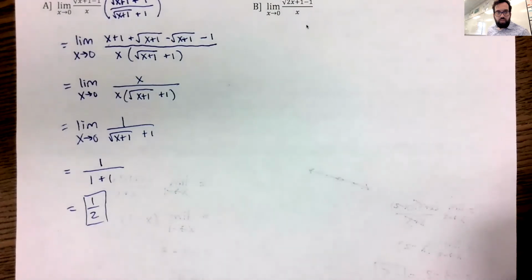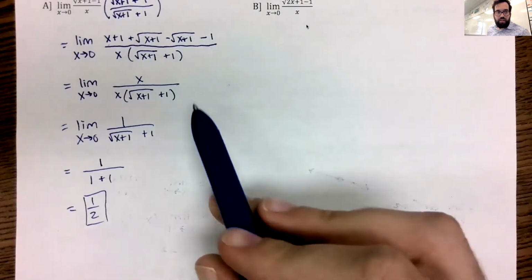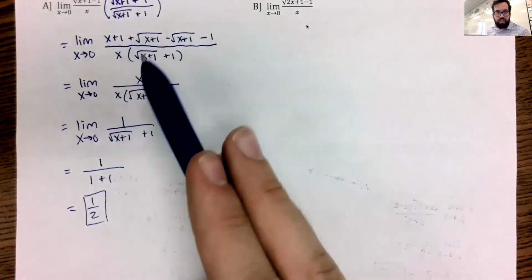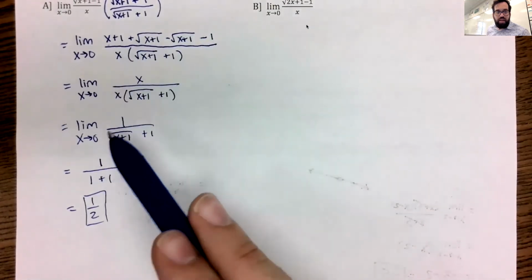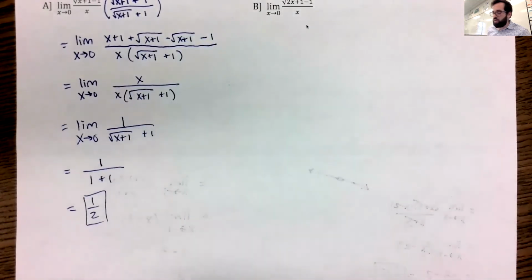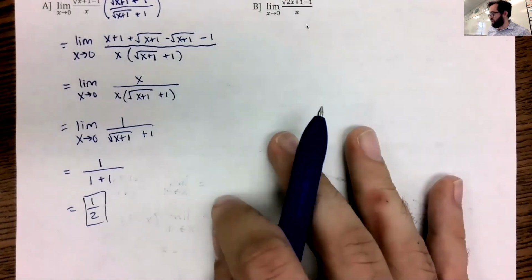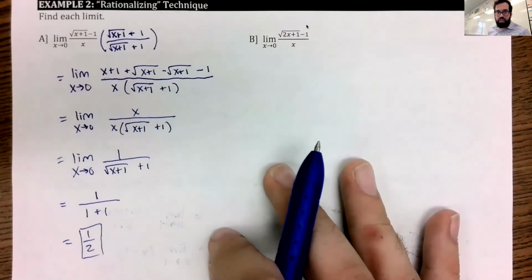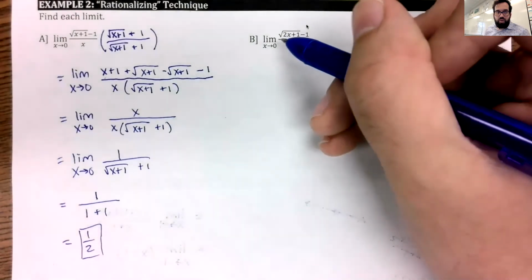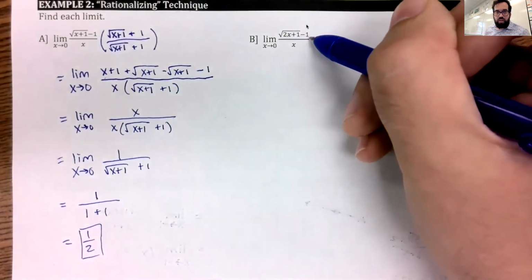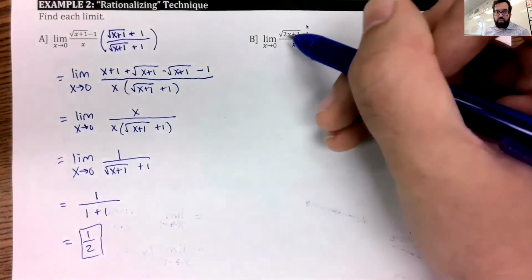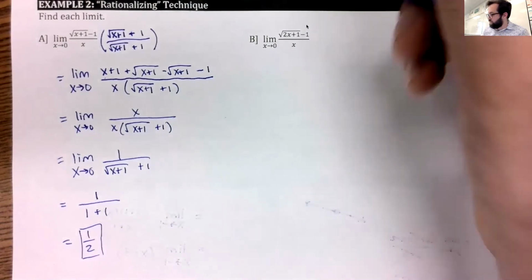All right. So once we successfully cancel things after we rationalize and multiply by conjugate pairs, then we can usually plug in the value using direct substitution and solve like normal. So let's try letter B. Same idea. Square root of 2x plus 1 minus 1. The conjugate pair is going to be the square root of 2x plus 1 plus 1.